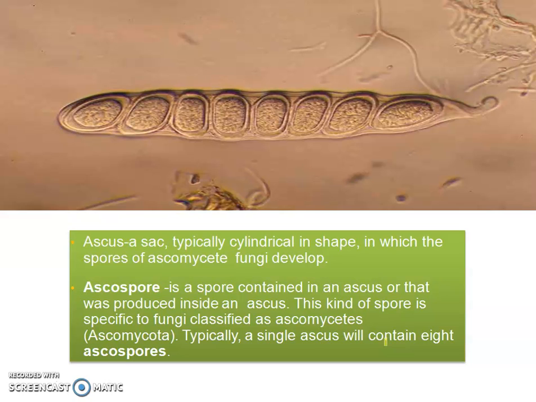This may undergo sexual reproduction again, where the plus strain and minus strain will join to form the new type of zoospores. Okay, so this ascospore is a spore which contains an ascus, or that was produced inside an ascus. This kind of spore is specific to fungi classified as ascomycetes.